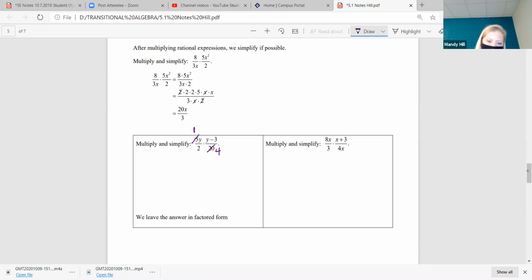Now, the other numbers I have on the top, y minus 3, well, that's not really going to cancel out with a 2 or a 4, so that's pretty much it. Then you would multiply straight across. So 1 times y minus 3 over 2 times 4, which would give me 8. Most people would not write the 1 down. They would just leave it like this.